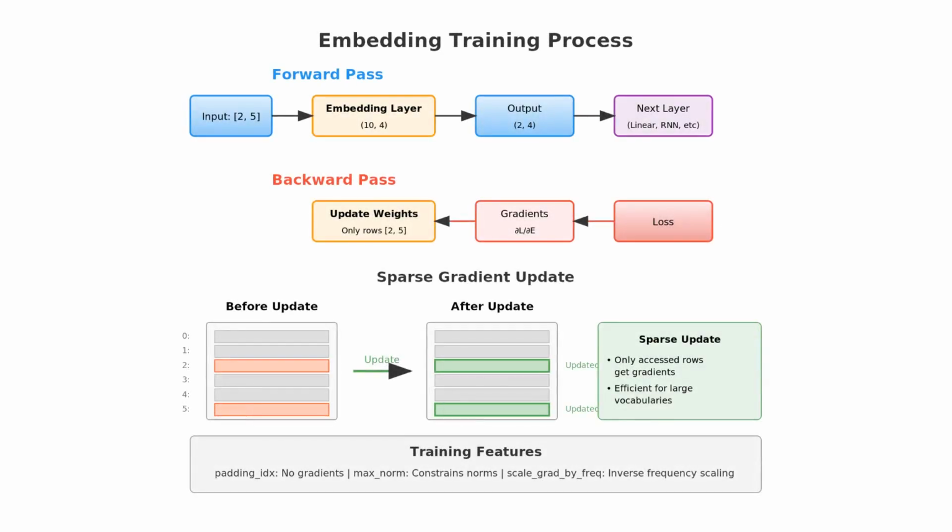Here's another visualization showing the training process for embeddings. This diagram illustrates how embeddings are updated during backpropagation. You can see the flow from loss computation back through the network to update the embedding weights.